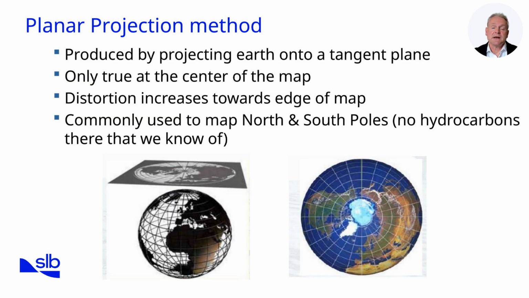This is why planar projections are primarily used for the polar regions, where land masses cluster close to the projection center. Since hydrocarbons are rarely found in commercial quantities at the poles, this method sees limited use in oil and gas. Still, it's important to understand because some global data sets may employ it. The key lesson is that no projection is perfect. Every method introduces compromise. Planar projections give excellent accuracy locally, but they cannot scale to larger regions.